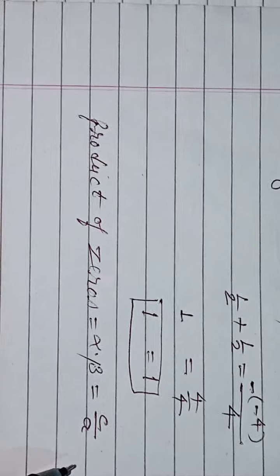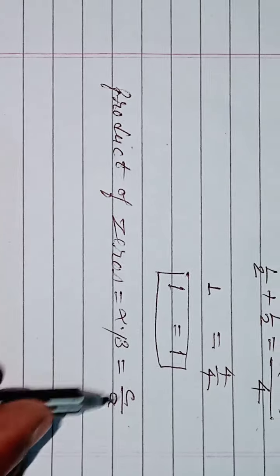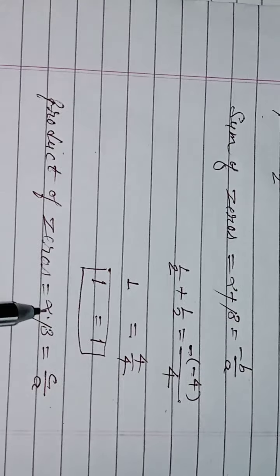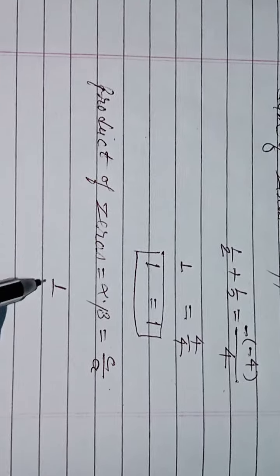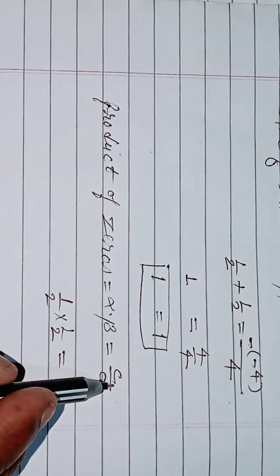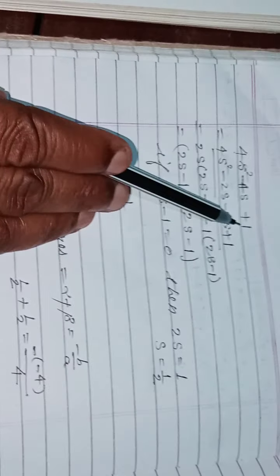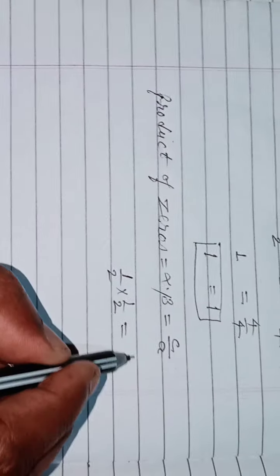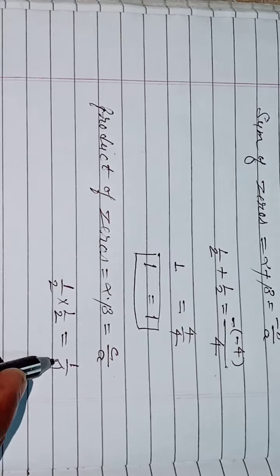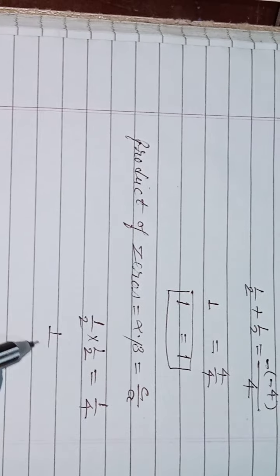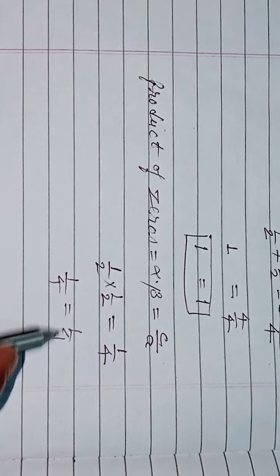Product of zeros is constant upon coefficient of x square. Alpha into beta, 1 by 2 into 1 by 2, is equal to c by a. c is equal to 1 and a is equal to 4. So 1 by 4. Multiplying, 1 by 4 equals 1 by 4.